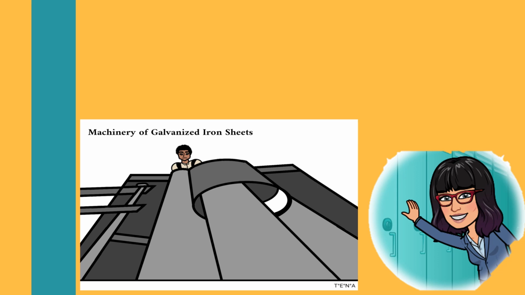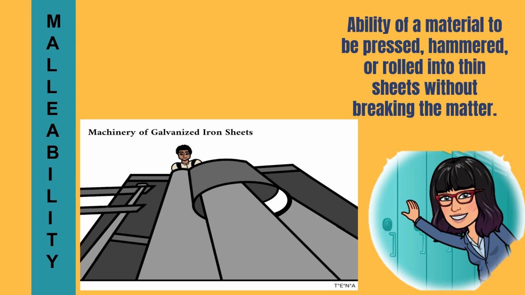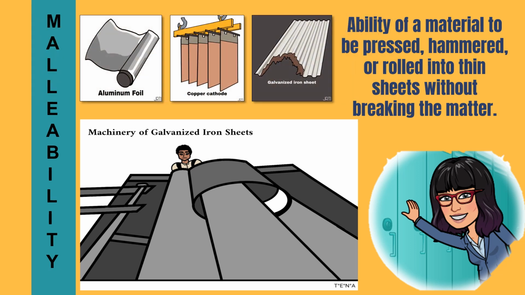Let us try to visit a machinery and see how materials are turned into sheets. Wow! Making things possible! Turning materials into sheets shows a malleable material. Examples of malleable materials are aluminum turning into foil, copper into copper cathode, and iron into galvanized and corrugated iron sheets that we use in our roof.